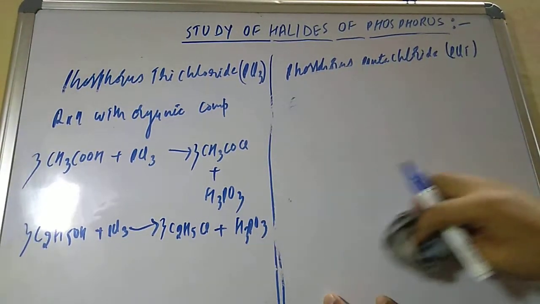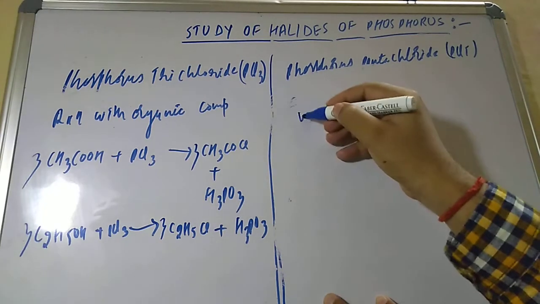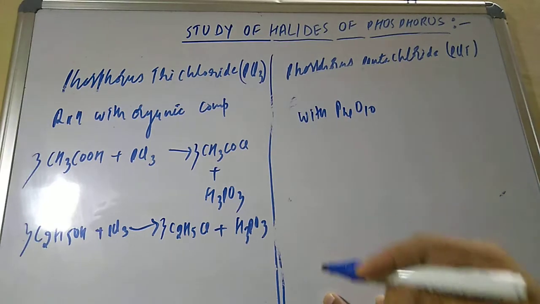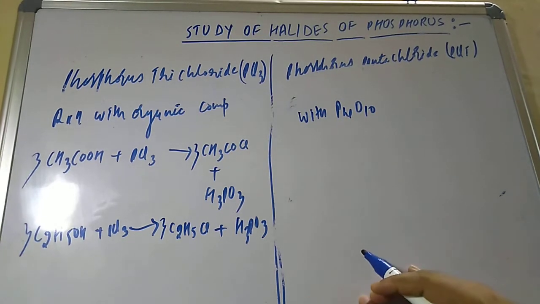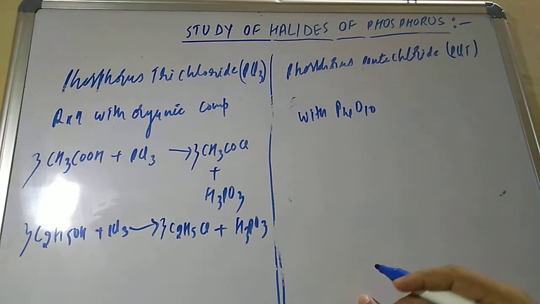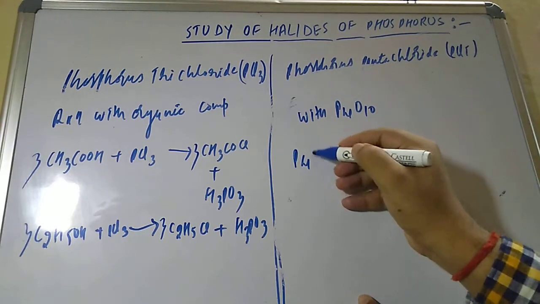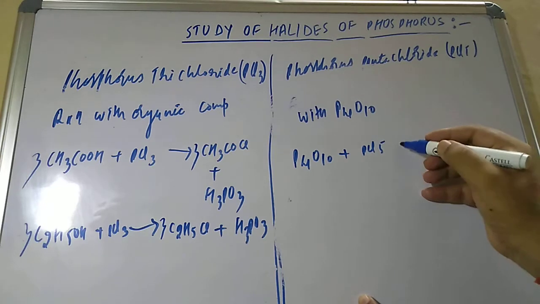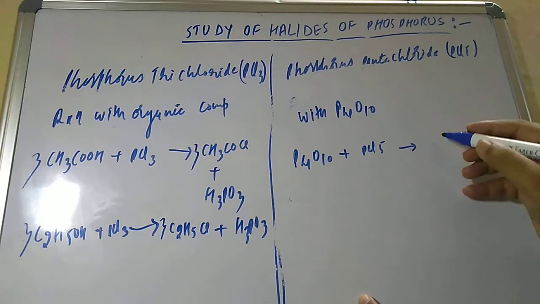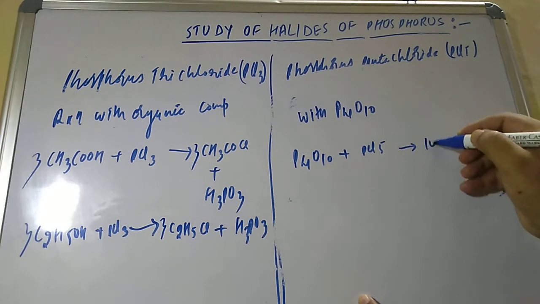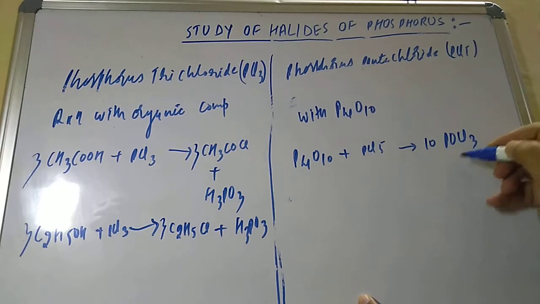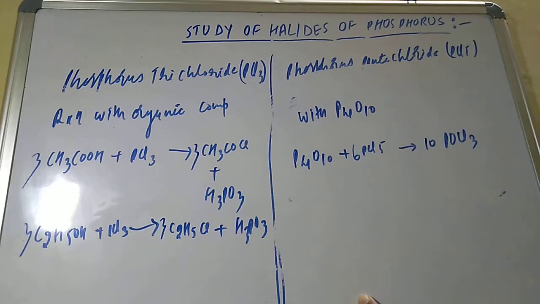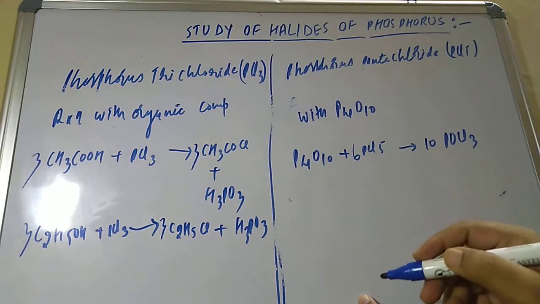What is the other reaction? Reaction with P4O10, phosphorus pentoxide. How does it react with phosphorus pentoxide? If you are treating P4O10 with PCl5, it will give 10 moles of POCl3. So you can multiply PCl5 by 6, and you will easily get the 30 chloride.